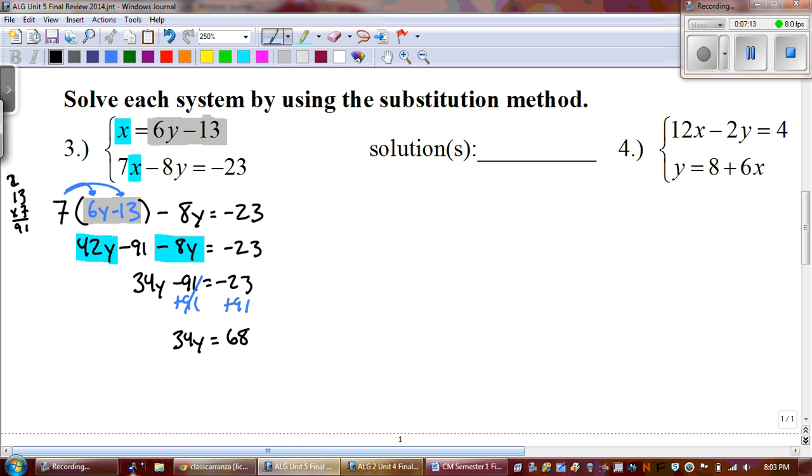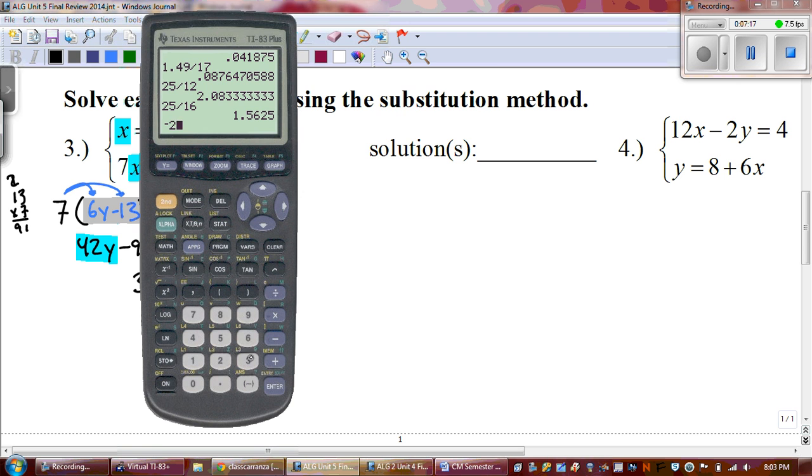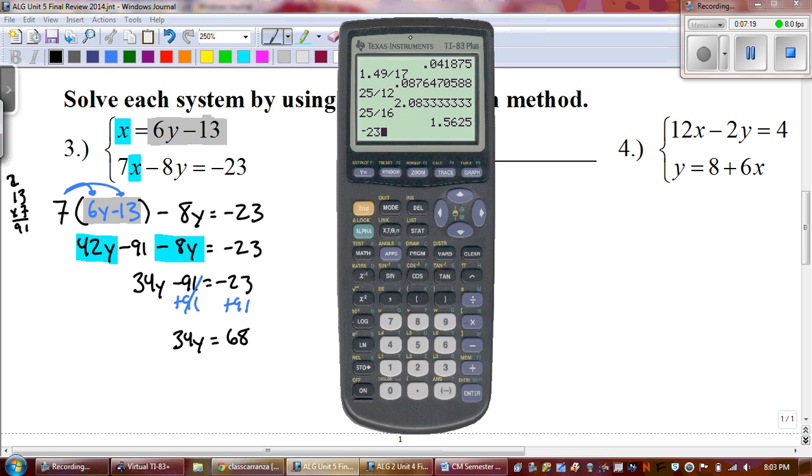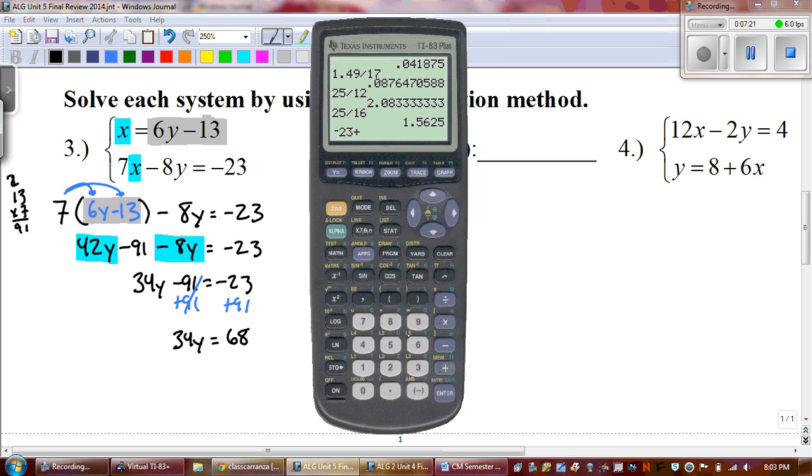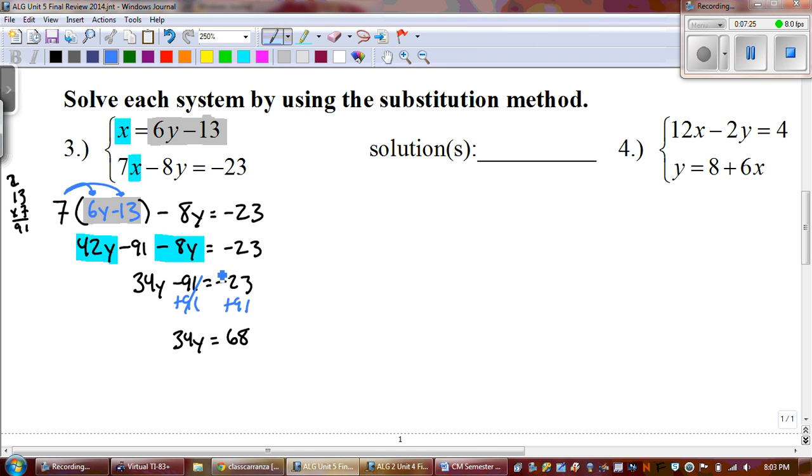Right? Let me double check that. -23, right? Plus 91. Yep, 68. And to get the y by itself, we're going to divide both sides by 34, and we get y equals 2. Now, are we done?